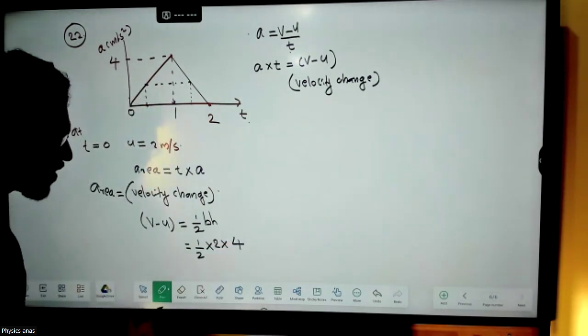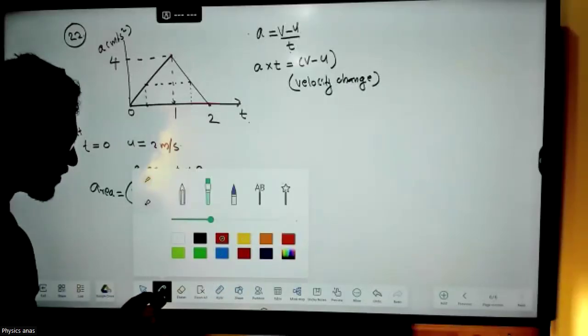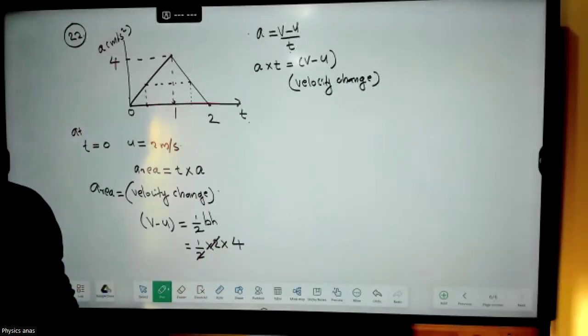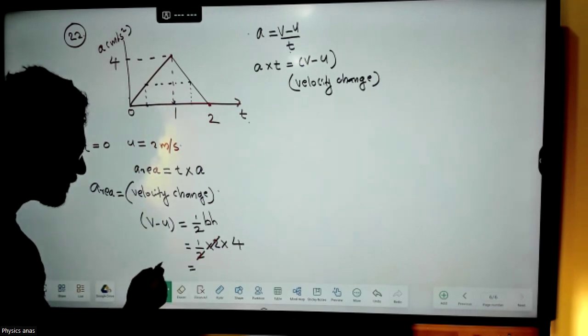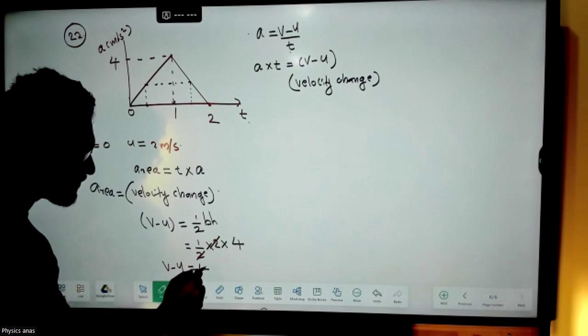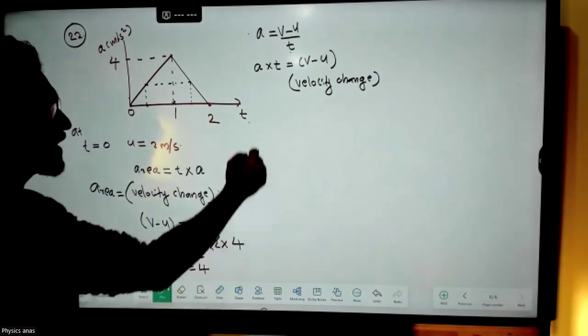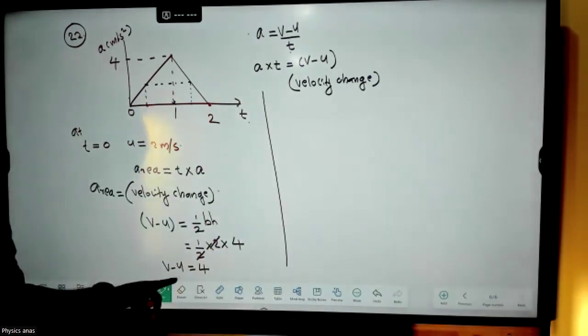And this 2 is gone from the equation. And you will get what is V minus U? V minus U is 4.